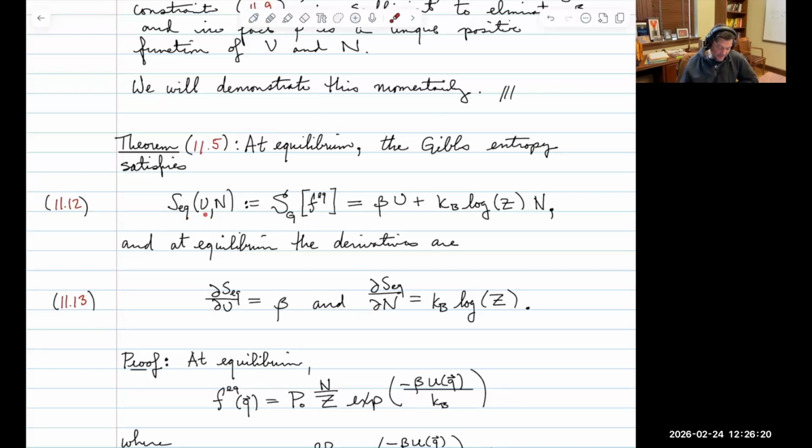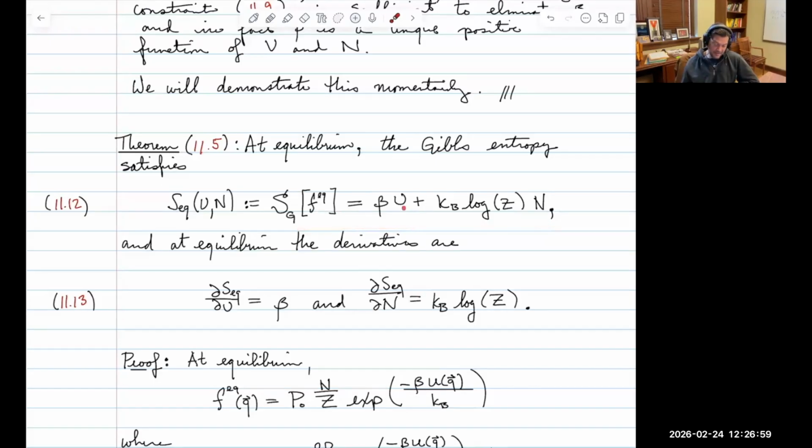entropy function, and it's just a function of U and N, not a function of anything else, at least at the moment. What we want to show with this theorem is that it's exactly equal to beta times U. This already tells us that beta is a function of U and N, or at least corroborates that as evidence, plus k Boltzmann log Z times N. So this is actually just a kind of Euler equation. You remember the Euler equation that we derived back in the setting of classical thermodynamics? This is exactly an Euler type equation.